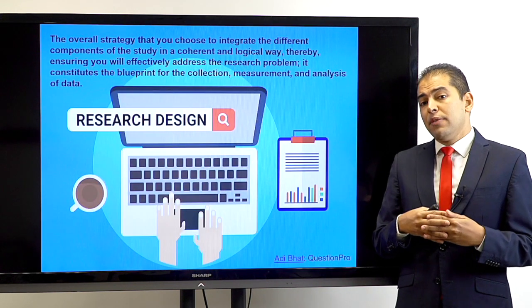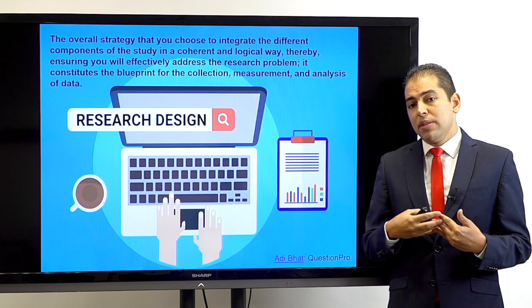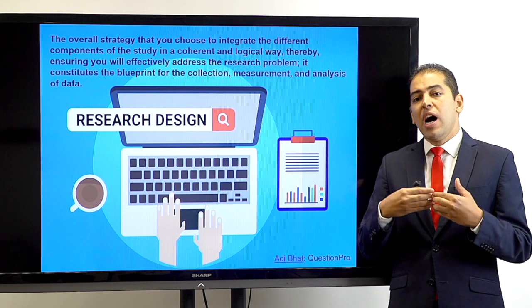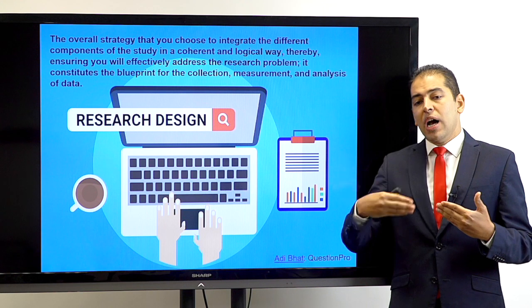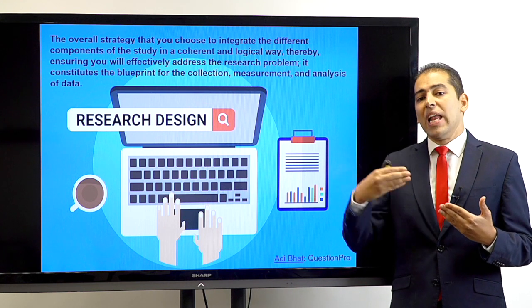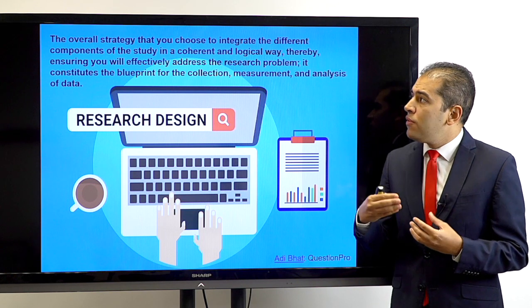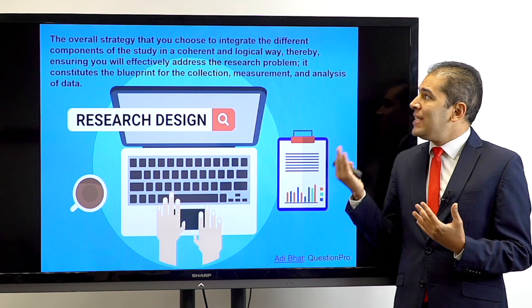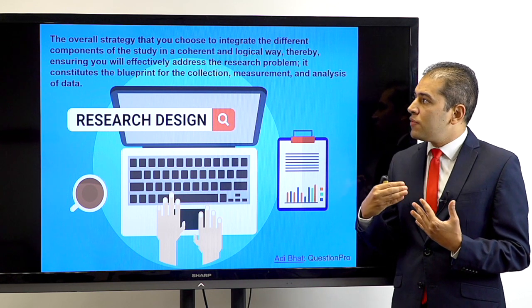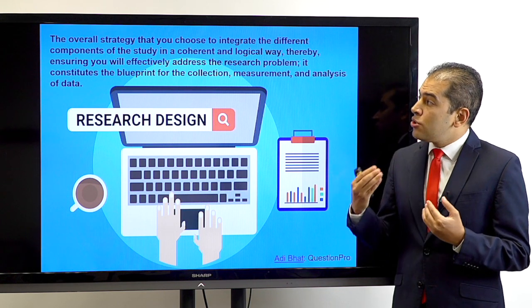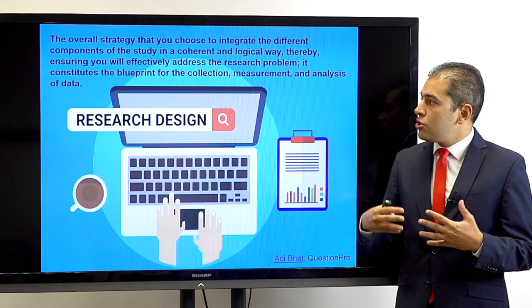Another important thing to look at when we talk about experimental research is a very important term, the research design, which is how you designed your research, how you are taking steps, and what the elements of your research are. The definition says that research design is the overall strategy that you choose to integrate the different components of the study in a coherent and logical way, thereby ensuring you will effectively address the research problem.